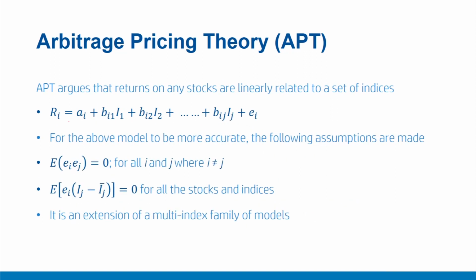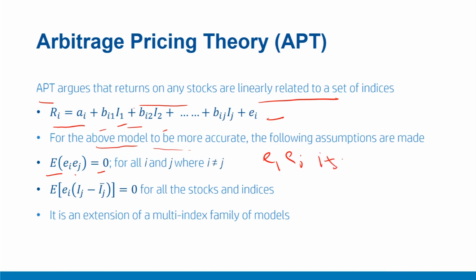As we have said already, APT argues that returns on any stock are linearly related to a set of indices like I1, I2 and so on, and this relationship is reflected in the equation Ri equals alpha i plus Bi1 into I1 and so on, as the return generating process. For the above model to be an accurate description of reality, there are certain assumptions, and these assumptions are not alien to us. For example, expected value of Ei into Ej equals 0, which means Ei and Ej are uncorrelated.